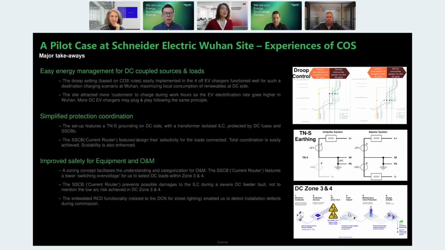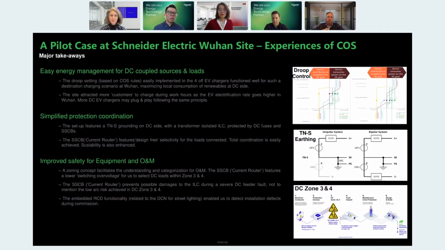There are three main aspects that I want to bring to you. First of all, as I mentioned on the previous slides, is the easy energy management for DC coupled sources and loads. We do it in a simple way. In our EV chargers, there are droop settings based on current OS rules, easily implemented, and it functions well for such a destination charging scenario at our site.